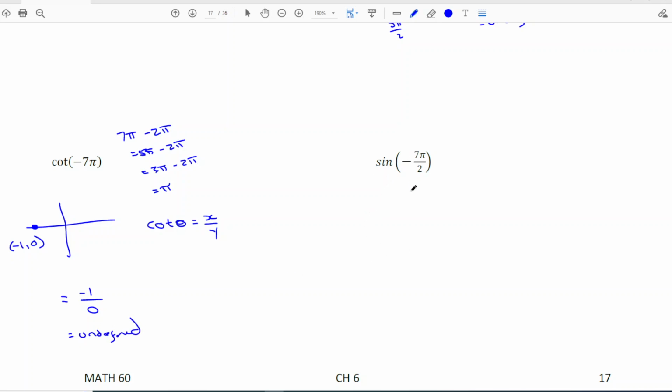And then lastly, sine of negative 7 pi by 2. So for this one, I'd be reading, right? This is negative pi by 2, negative 2 pi by 2, negative 3 pi by 2, negative 4 pi by 2, negative 5, negative 6, negative 7 pi by 2 would be here. And so I'm having a point 0, 1, and then sine is y over r, which would give me 1 over 1, which is 1. All right, so that is your quadrantal angles in radians.